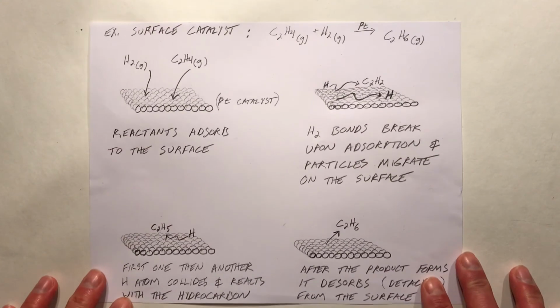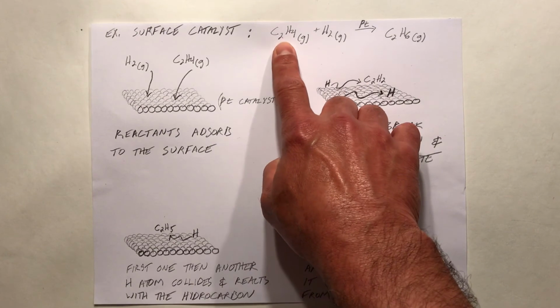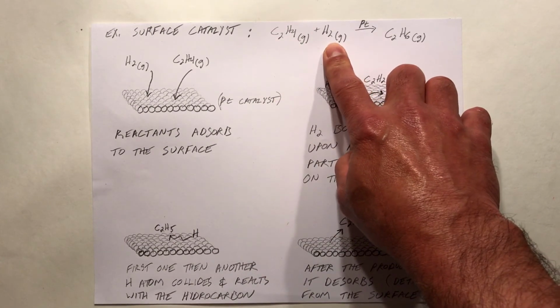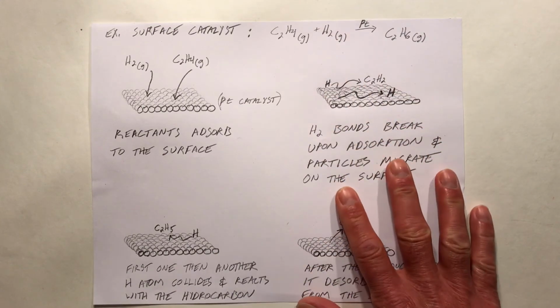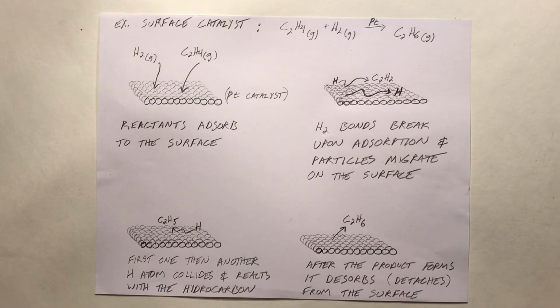So that's easiest to consider with an example. Let's say that we take a look at this example of a surface catalyst. We have the molecule C2H4, that's a gas, combining with H2, that's a gas. Now consider that if we have gaseous molecules, because they're gases, the particles would be separated by lots of empty space.